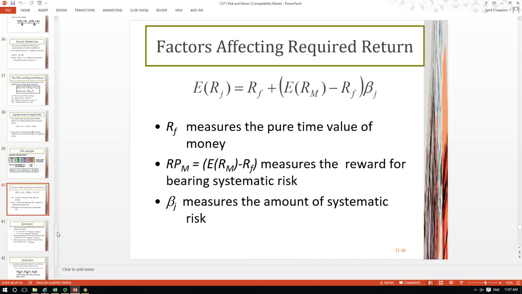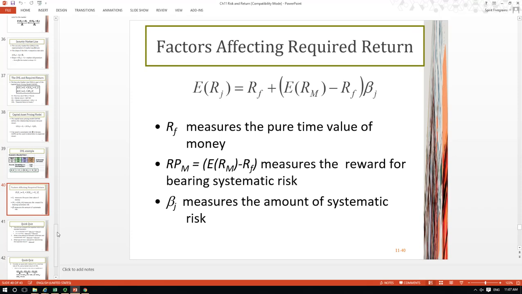And in this capital asset pricing model, we found that there are three return drivers for a stock. The first one is RF, because the expected return of an individual stock is a function of not only beta but also the risk-free rate and the market premium. And the risk-free rate here measures the pure time value of money. If time value of money is increasing, then expected return should be higher.